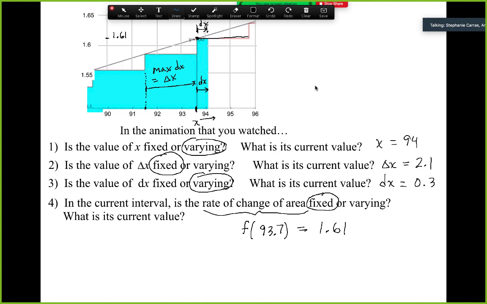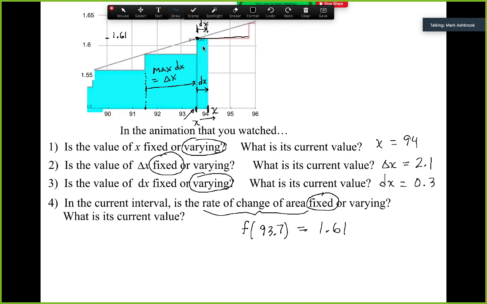Just for question number one. When you said that x equals 94, is that the same as the 93.7? No, it's not. Actually, 93.7 is the start of the delta x interval. But I'm showing the current value of x, which is how much shading we've had so far. Do you see that? So here, there's x. The 93.7 is the beginning of this current interval. Got it. Good question. Thank you.